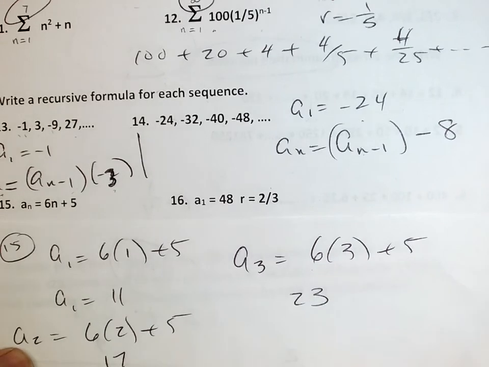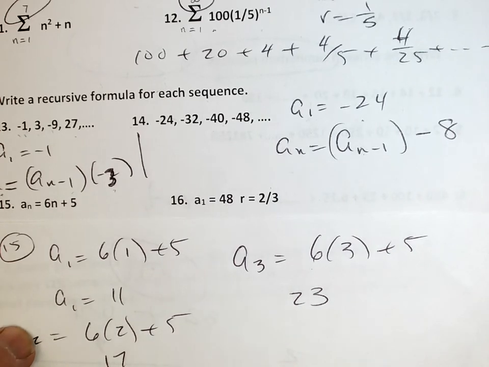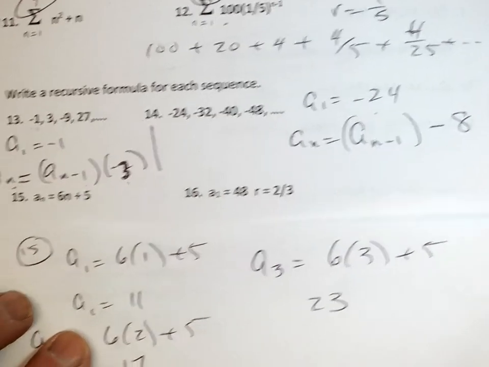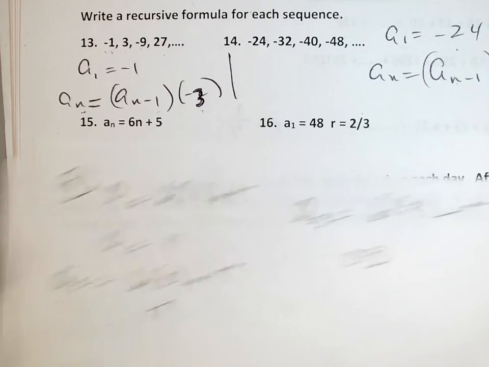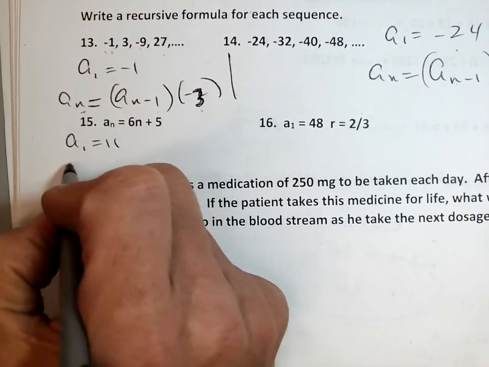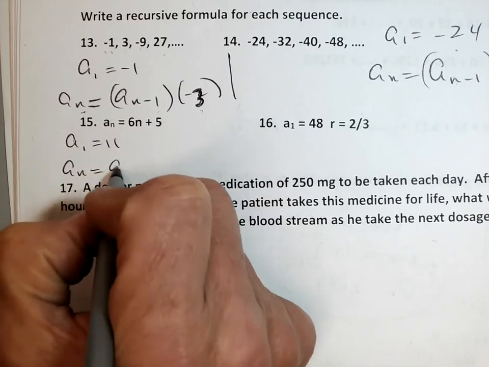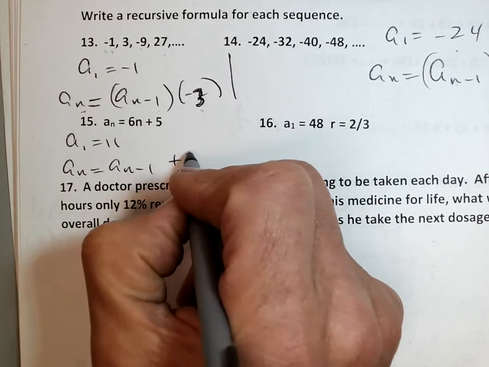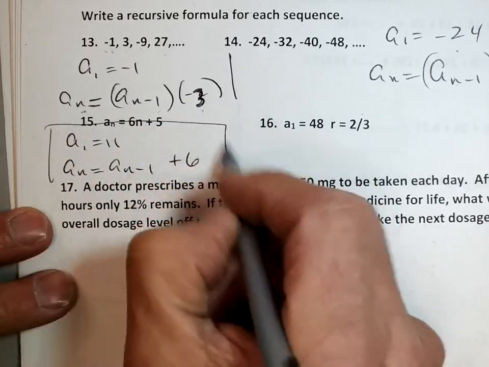What's going on in this problem? What are you doing? You're adding what? Adding 6. So where are we going to start? What's our first term? 11, right? So we have to start at 11. Here's our rule: A1 equals 11, and a_n equals a_(n-1). And what's our rule? You guys said it was to do what? Plus 6. Boom. There it is.